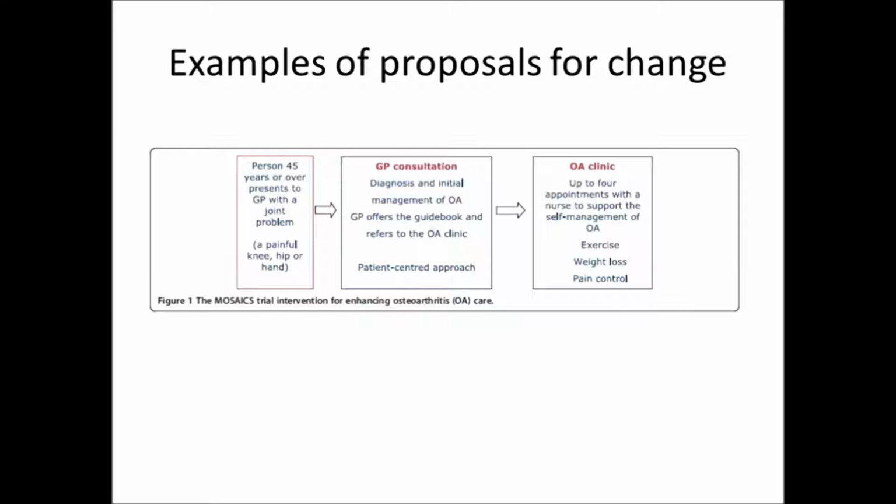So they've identified that they want a patient or a person who's 45 years or over and they present with a joint problem. They want to have a consultation, and they want the GP to offer them a guidebook and refer them to an OA clinic. And once they get to the OA clinic, they want to see up to 4 appointments with a nurse to support the self-management of OA, including exercise, weight loss, and pain control.